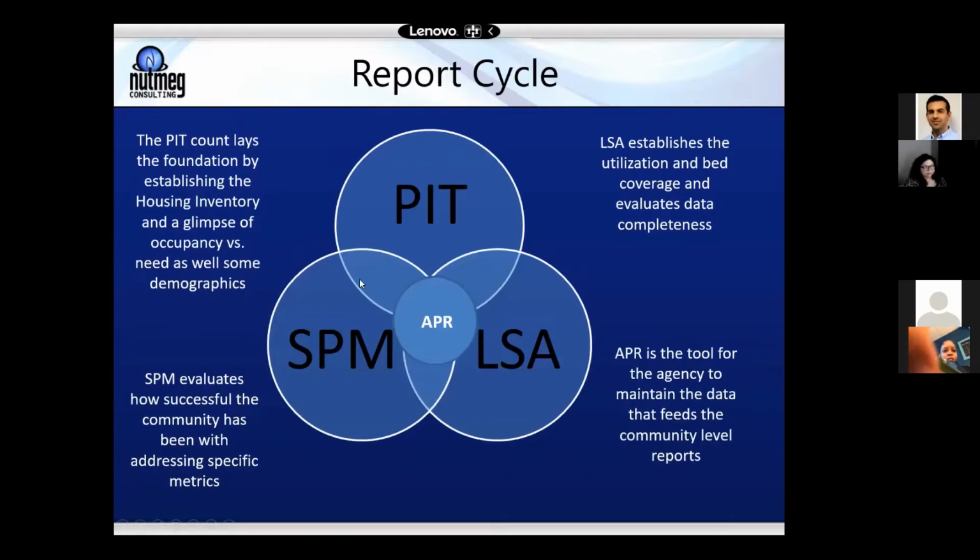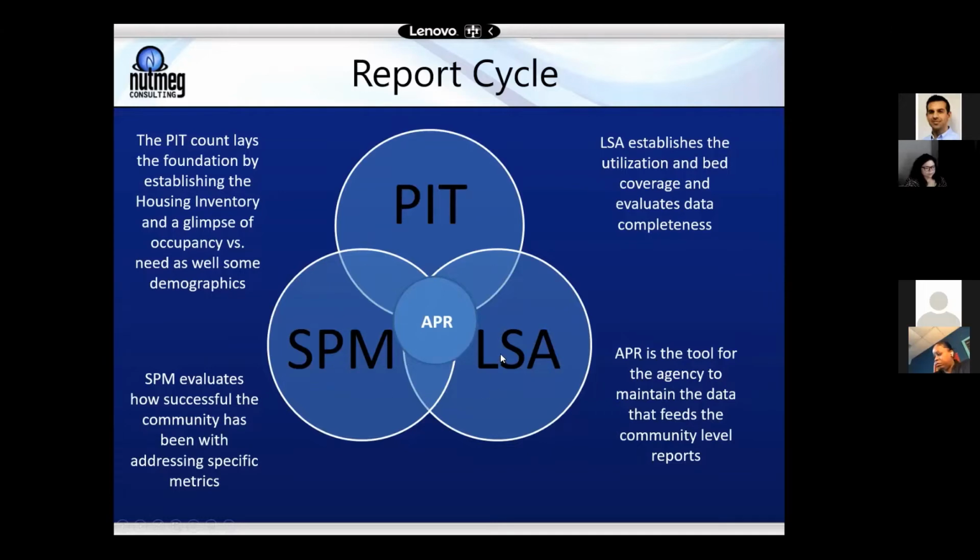So here's your sort of Venn diagram of these reports. So your APR is the hub. The APR is the report you all have the access to and the most control over. It's the one where you see something wrong with your data, you go in and change it and rerun your report, you've impacted your APR. But what's also happening at the same time you're editing and modifying and fixing your APR, you're also impacting these other three annual events, the SPM, LSA, and PIT, all annual submissions.